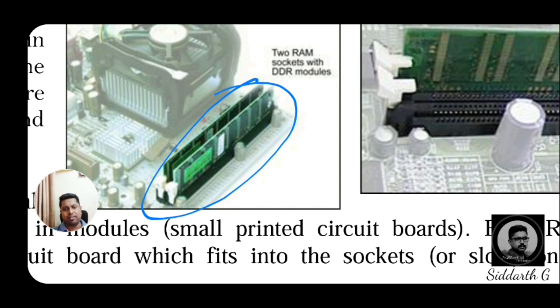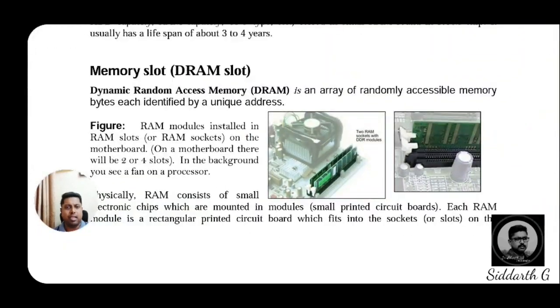Where we place the RAMs, that is the RAM sockets or RAM slots, and the green colored structure you are seeing, that is the RAM. That is what we call RAM. It has particular characteristics.